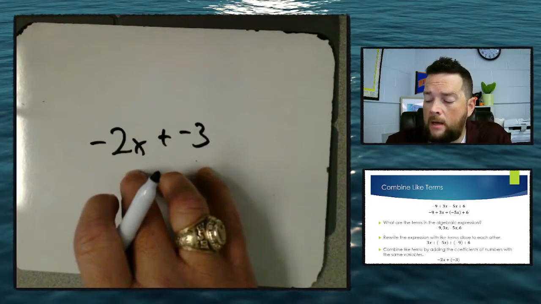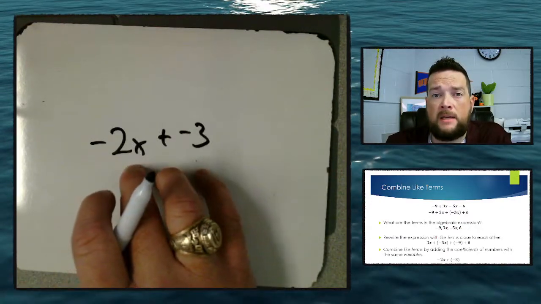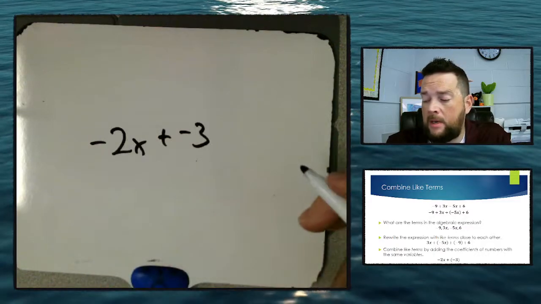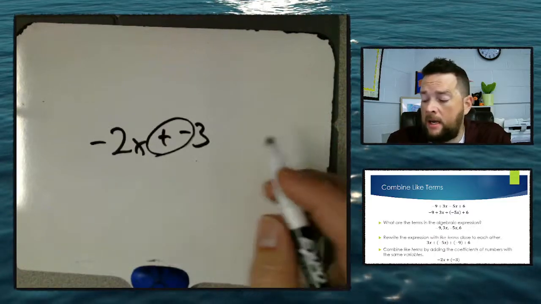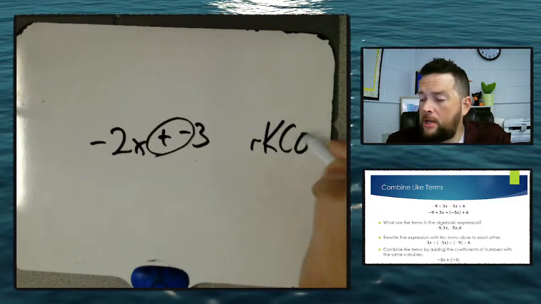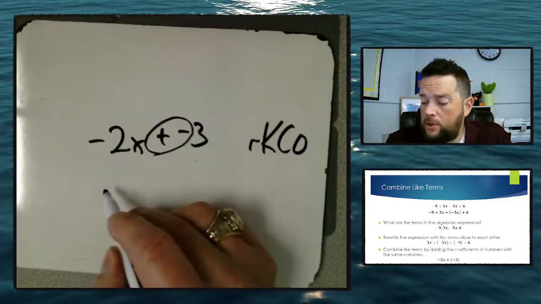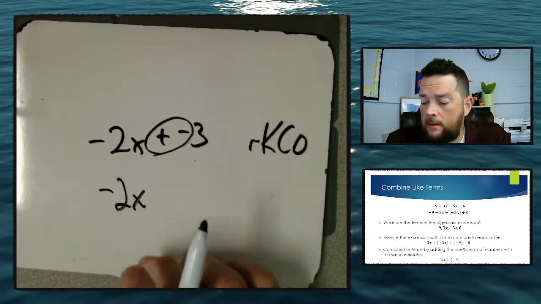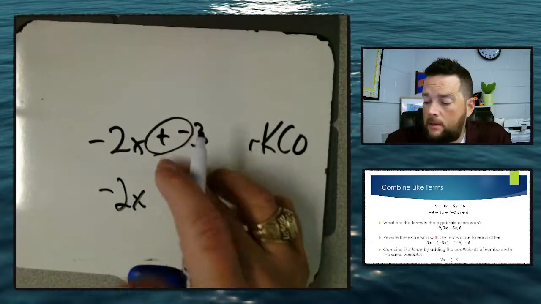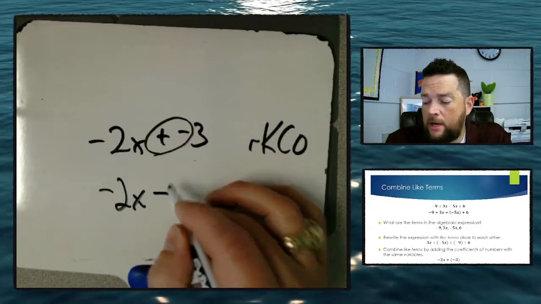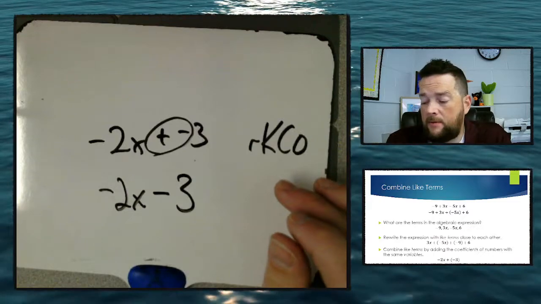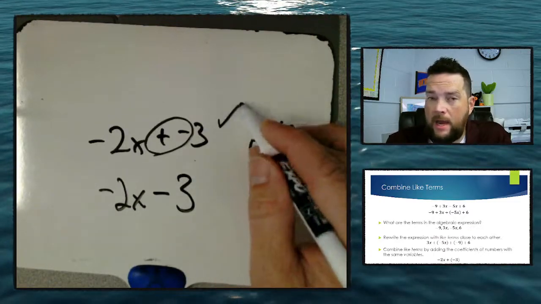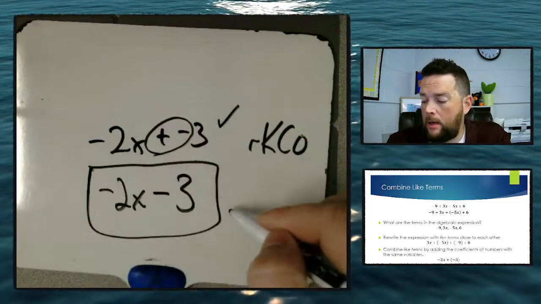But there is one last step if we want to write this as nice and cleanly as we possibly can. And that is to address this situation right here. We have a plus negative. So we're going to apply a reverse keep, change, opposite, all right, which is going to be keep the number in front, negative 2x, change that addition to subtraction, and change that negative number back to its opposite, to a positive 3. All right? So this is right, this is better, just like that.